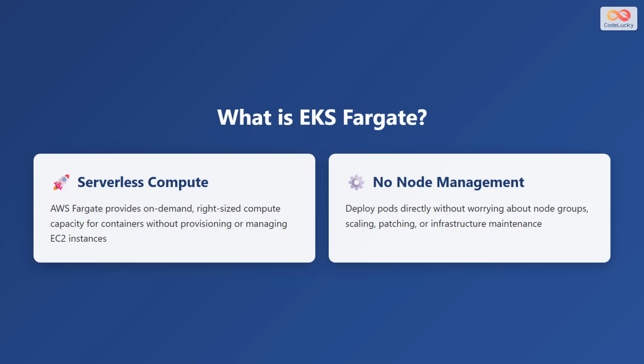EKS Fargate is Amazon's serverless compute engine designed specifically for containers. It provides on-demand, right-sized compute capacity without requiring you to provision or manage EC2 instances. Think of it as a fully automated infrastructure layer. When you deploy a pod, Fargate automatically allocates the exact amount of CPU and memory needed.